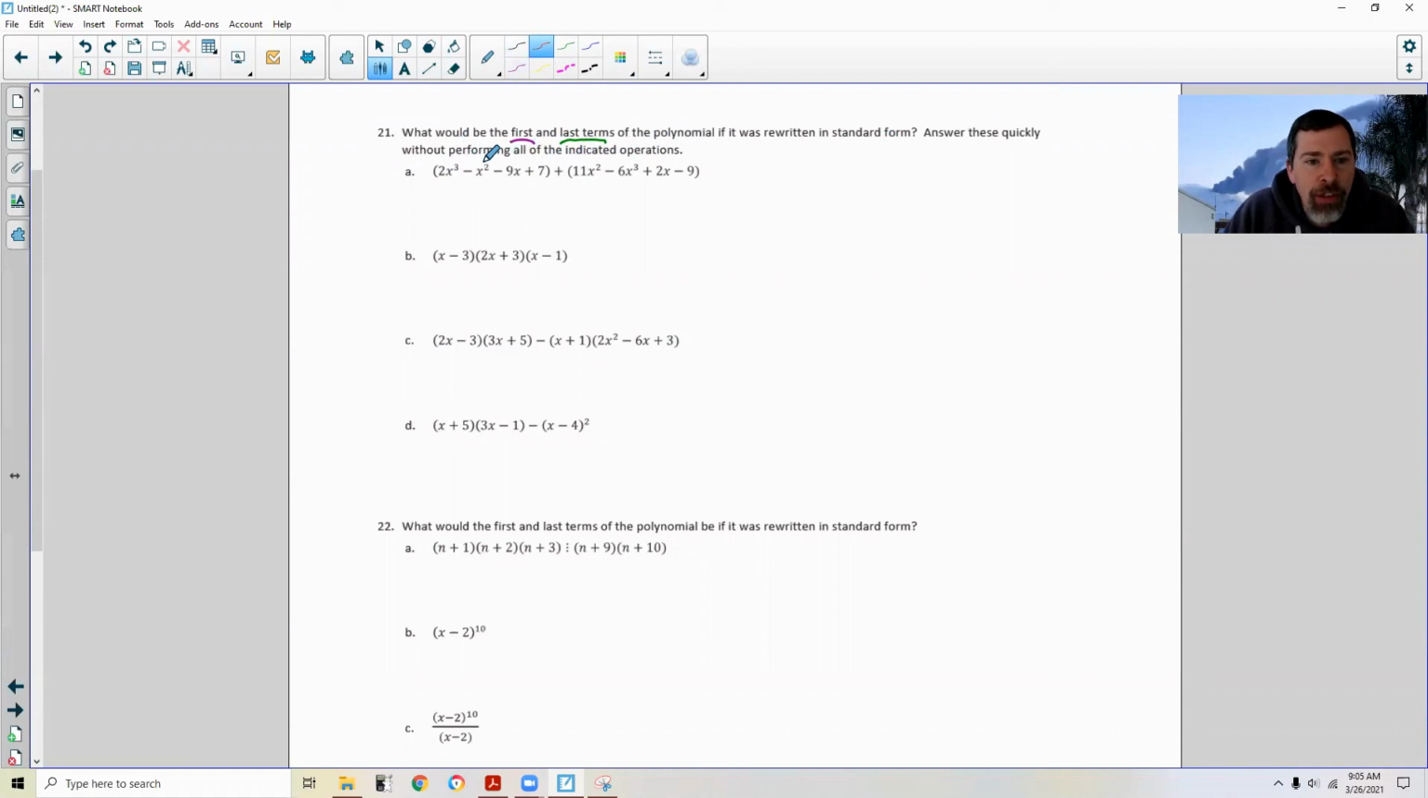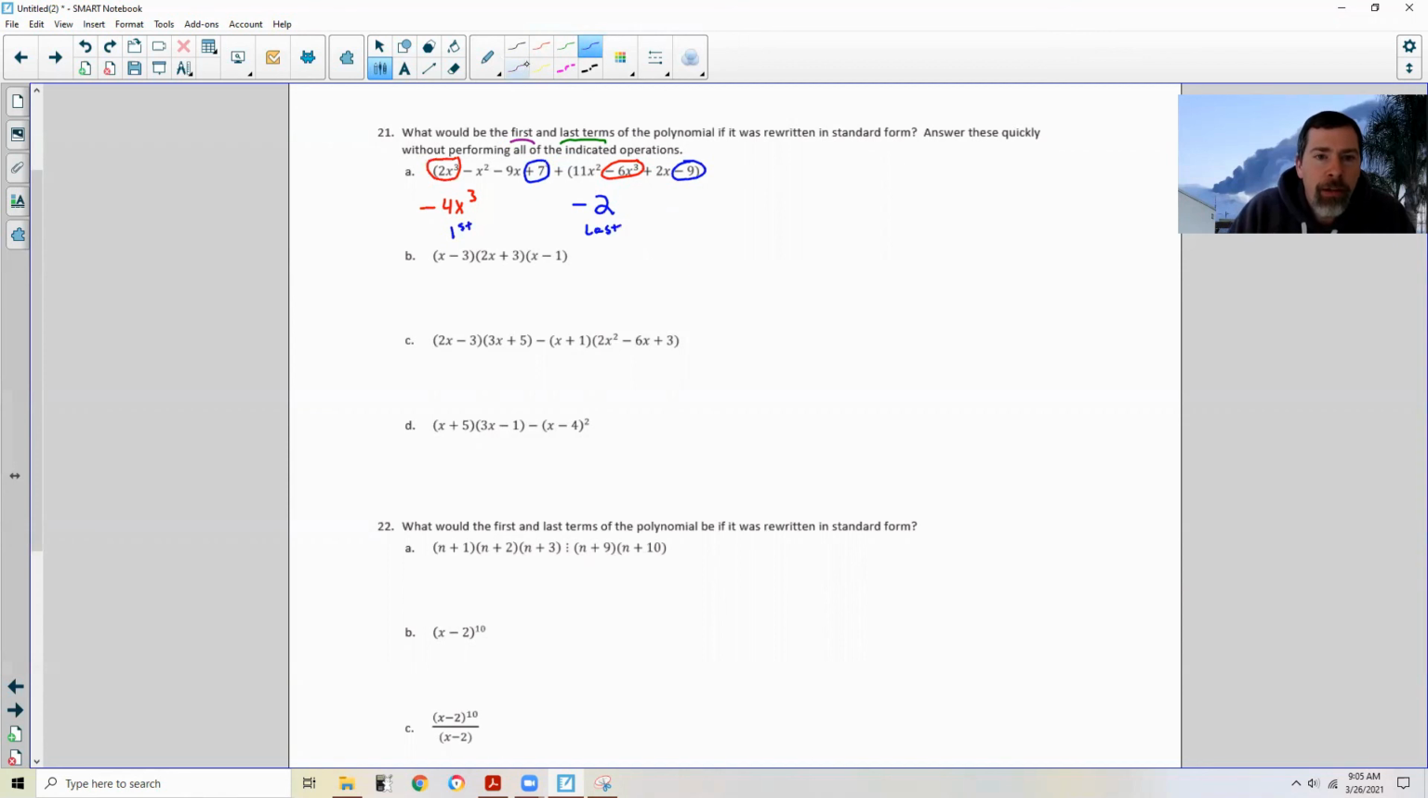So I have a degree of 3, 2, 1, constant, and 2, 3, 1, constant. So the largest power we have is 3, and the largest power we have is 3. So this would give us our first term. 2x cubed plus a negative 6x cubed is negative 4x cubed. And then to get the last term, it's just our lowest power, or our constant. We have a 7, we have a negative 9. 7 plus negative 9 is negative 2. So here's my first term, and here's my last term.